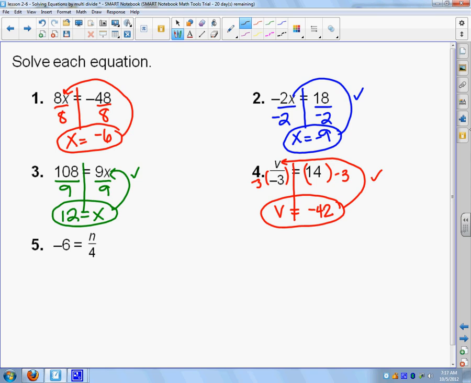So that is checked. And then lastly, I'm going to multiply both sides by 4. Negative 6 times 4 is negative 24, so n equals negative 24. I'm going to plug that back in right there. Negative 24 divided by 4 is negative 6. All right, that's it for your notes.